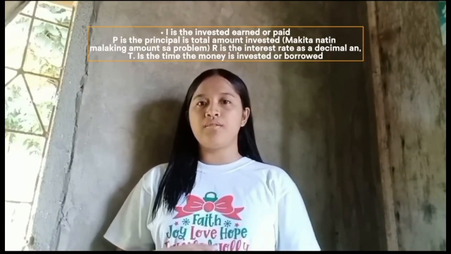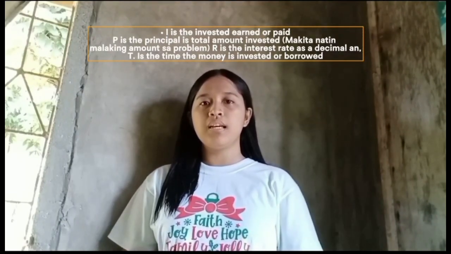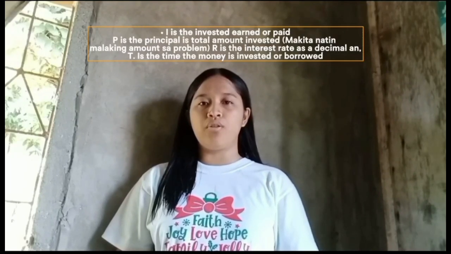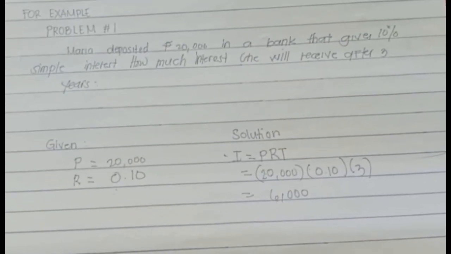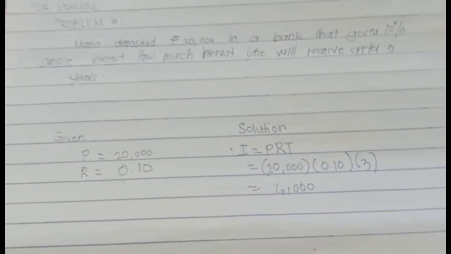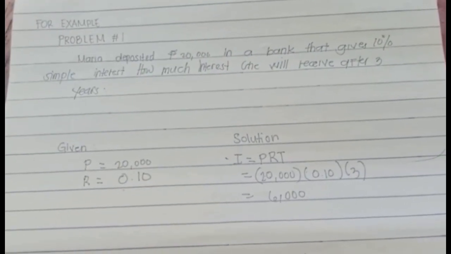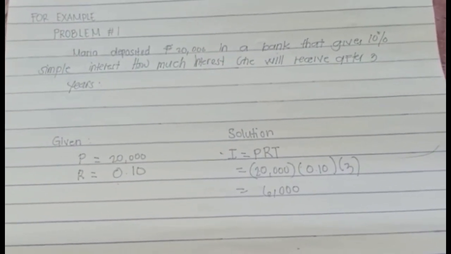R is the interest rate as a decimal, and T is the time the money is borrowed or invested. Here is an example of simple interest. Maria deposited 20,000 in a bank that gives 10% simple interest. How much interest will she receive after 3 years?